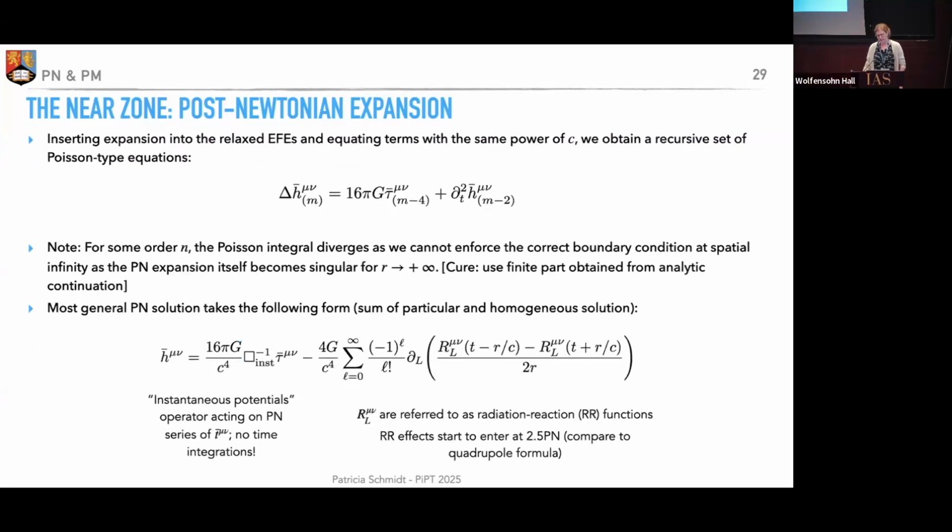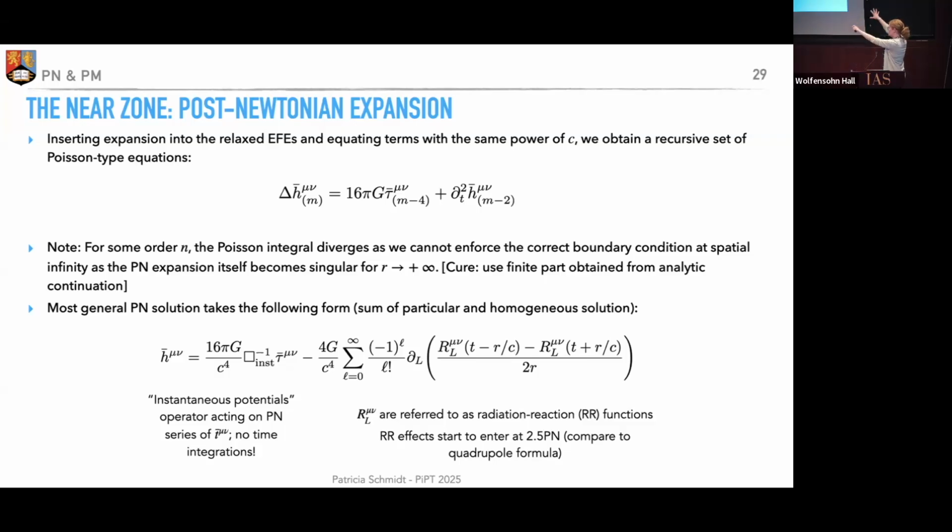And then the game is again to solve order by order, so you're equating terms that have now the same powers of c. Our bookkeeping parameter now is the traditional PN bookkeeping parameter, v over c to the power m. And so you can rewrite this and you get a recursive set of Poisson-like equations, with the Poisson operator here on the left-hand side, and then we have the source term where the bar, remember, denotes already our PN expansion. So order by order is what we're comparing left and right in the expansion here.